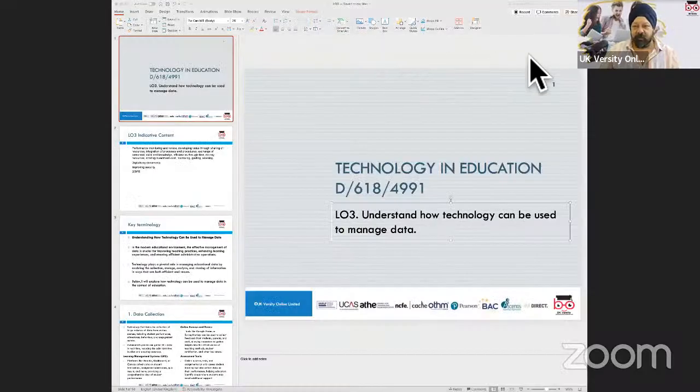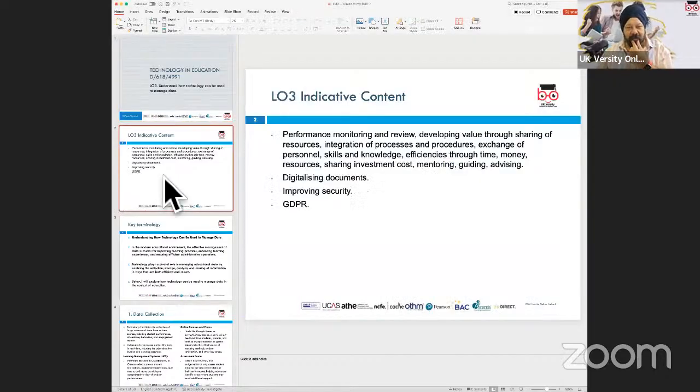So let's discuss this with the help of a presentation. I've created a few slides, and that is what we will be using for our discussion of this learning outcome. The indicative content talks about data being used for performance monitoring and review, and for developing value through sharing of resources.